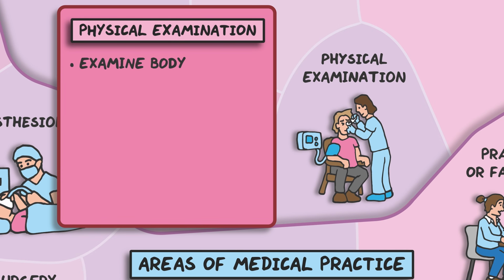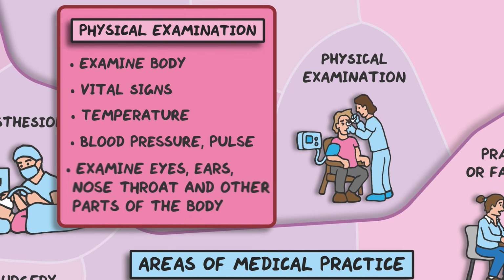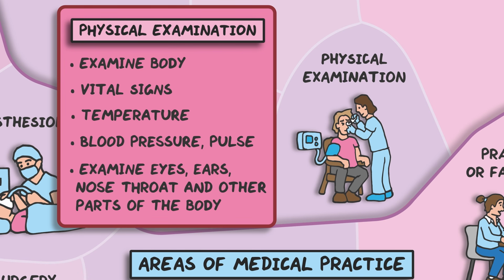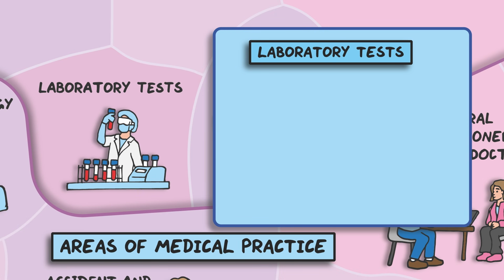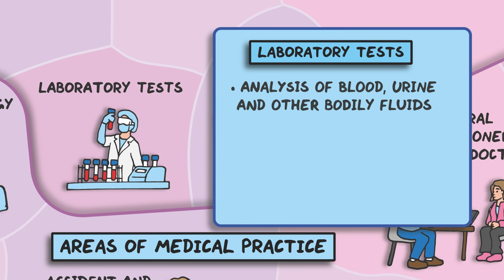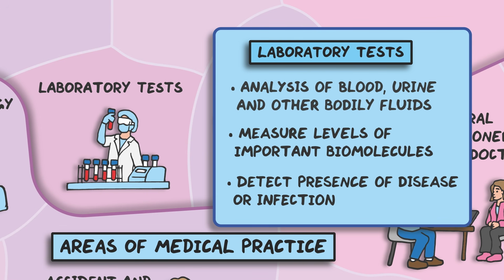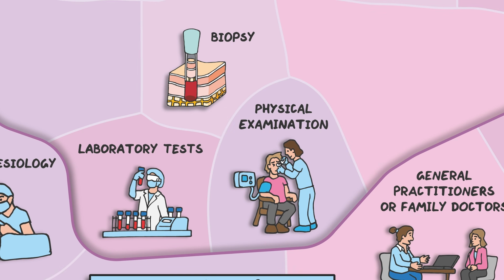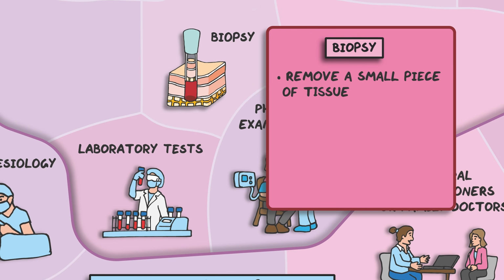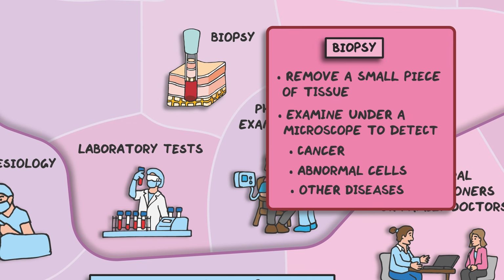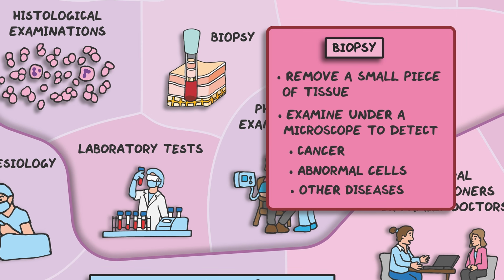Physical examination involves examining the patient's body and vital signs, including their temperature, blood pressure, and pulse, as well as examination of the eyes, ears, nose, throat, skin, and other parts of the body. If more investigation is warranted, laboratory tests give valuable information by analysing blood, urine, and other bodily fluids to measure levels of important biomolecules or detect the presence of disease or infection. In cases where there's an unusual growth, a biopsy can be taken which involves removing a small piece of tissue to examine under a microscope to detect the presence of cancer, abnormal cells, or other diseases, which is also known as a histological examination.